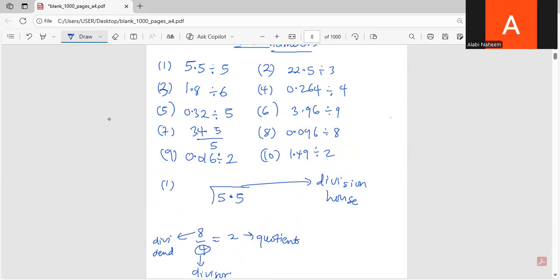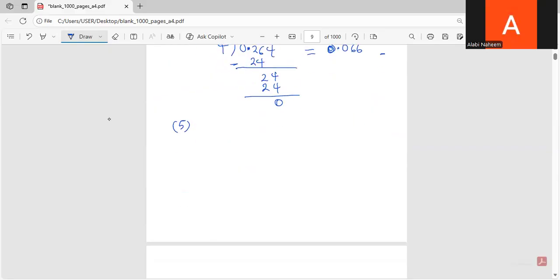The fifth question. 0.32 divided by 5. Set up the division house. 0.32 and divided by 5 the divisor. So let's proceed. Decimal point also should be here. So anytime you have 0 point while dividing, don't stress yourself. Just write 0 point here also. Because if the dividend is already 0 point something, then just write that 0 point. Then you cannot proceed with the numbers after the decimal point. This case is 32.